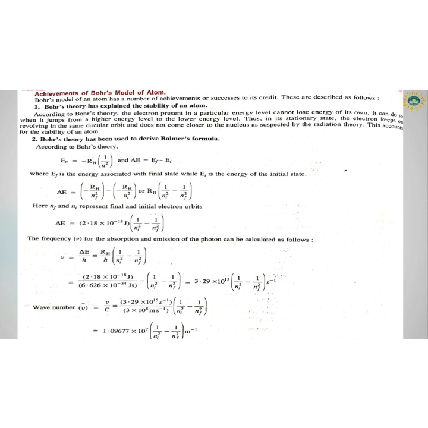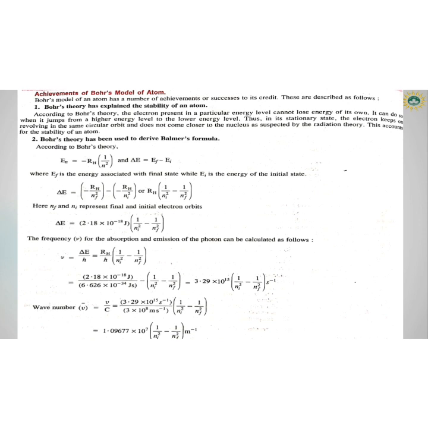So if I simplify this, what will happen? Minus minus becomes plus, so it is RH times 1 by NI square minus 1 by NF square, meaning from initial to final. Here NF and Ni represent the final and initial electron orbits. And delta E will be, because the RH value is 2.18 into 10 to the power minus 18 joule, into 1 by Ni square minus 1 by Nf square.